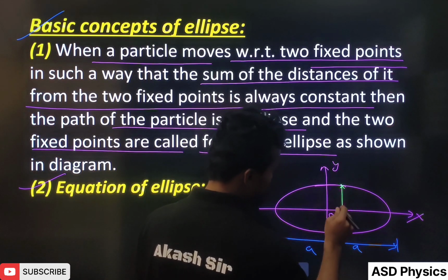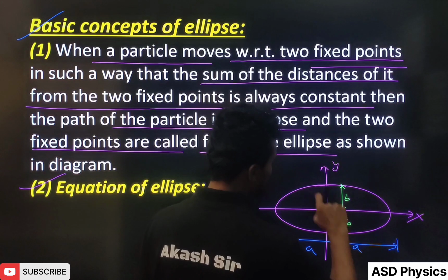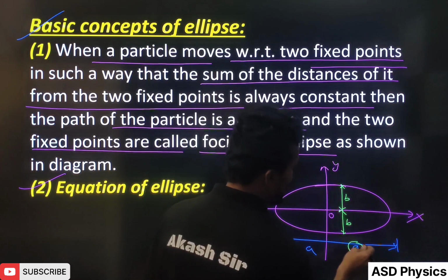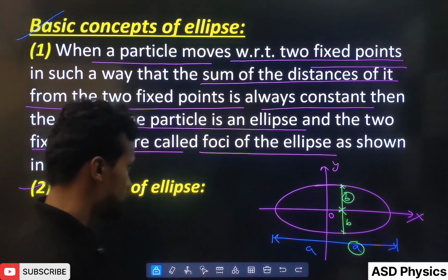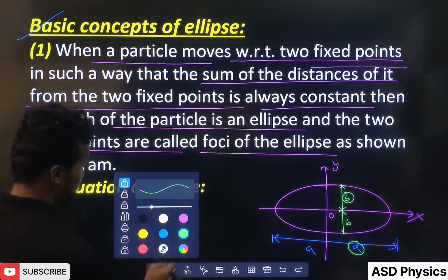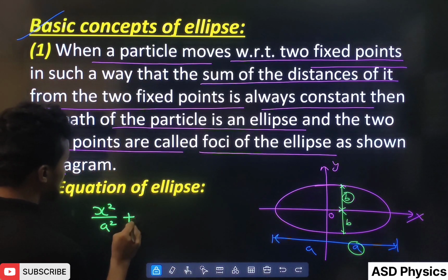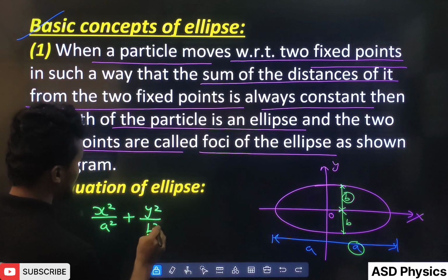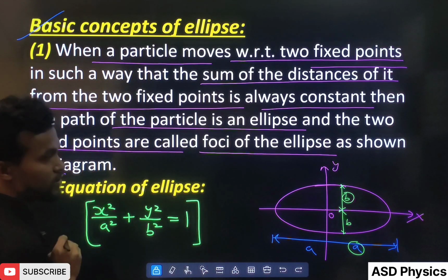This total distance is 2b. That means this is b and this is also b. So a is called the semi-major axis and b is called the semi-minor axis. Based upon that, there is the equation of the ellipse. Let me write it here. You know very well, x square by a square plus y square by b square equal to 1. This is the equation of the ellipse.